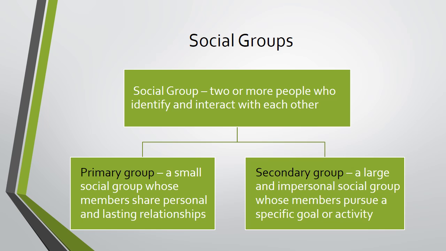On the other hand, secondary groups are large and impersonal social groups devoted to some specific interest or activity. They involve rather weak emotional ties. Commonly, they're short-term, they're goal-oriented, and typically they're impersonal.